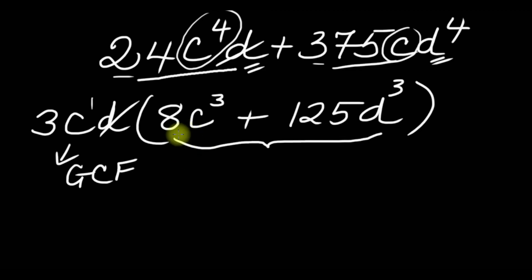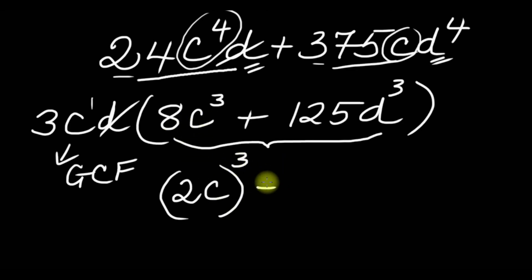Okay, let's see if we can rewrite this as the sum of cubes. Well, the cube root of 8 is 2. The cube root of C to the 3rd is C. And then if we were to cube it, we get 8C cubed. And then over here, the cube root of 125 is 5. And then the cube root of D to the 3rd is D.